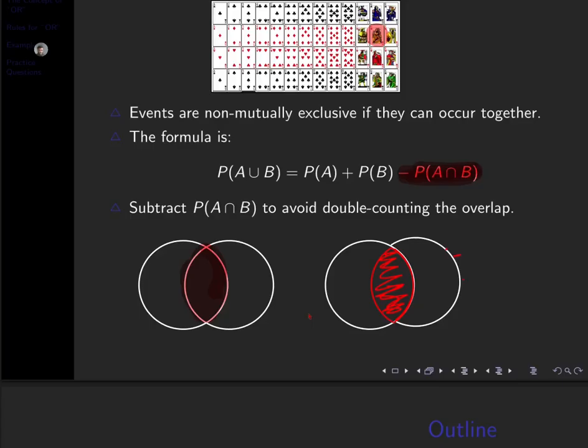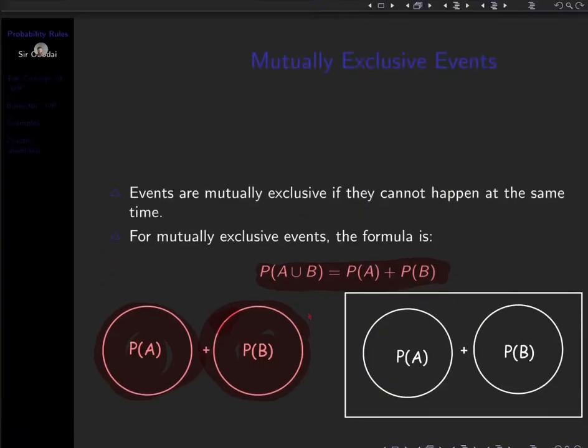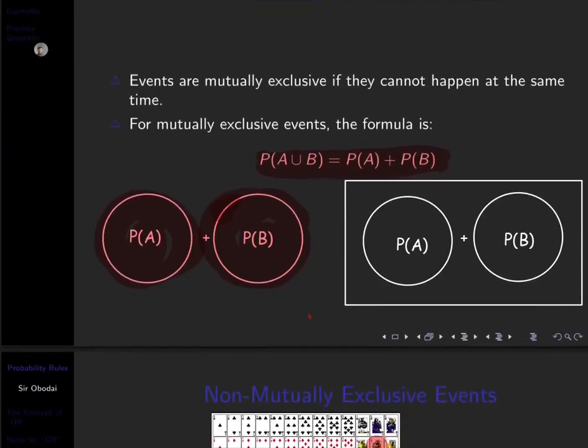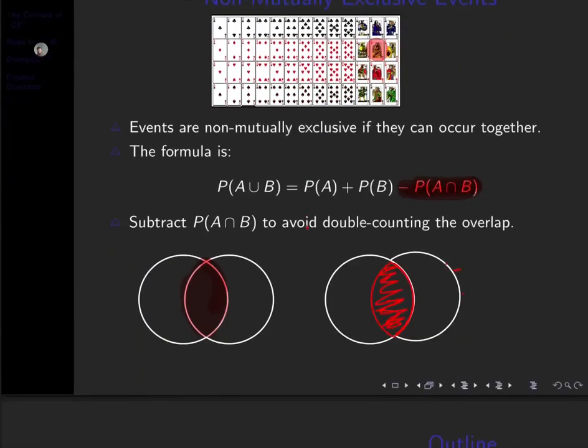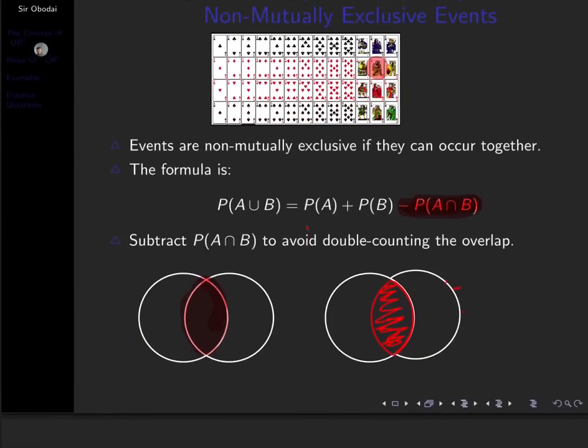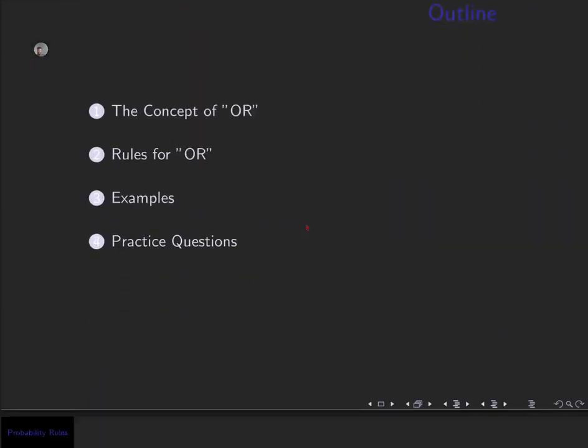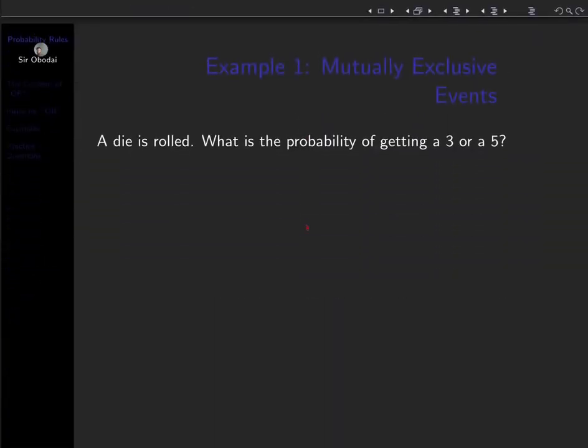We'll be solving some examples so you'll be able to apply these formulas. Once again, we've looked at two formulas. The first one is for mutually exclusive events, which says you should just add the probabilities and go your way. The second one is for non-mutually exclusive events. Because they occur together, we want to remove that double portion of their occurrence so that there wouldn't be a double addition. I have a few questions here I would like us to solve.